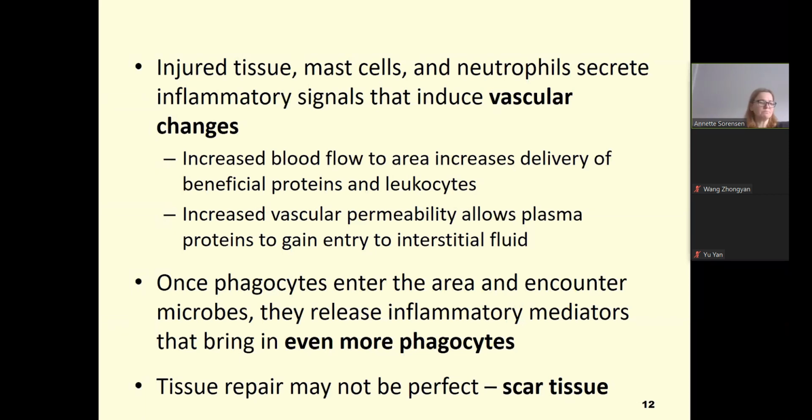Once the microbe has been phagocytosed, the fibroblasts in the tissue will proliferate and start repairing the tissue. Obviously, if that tissue repair has not occurred optimally, you can get scar tissue.